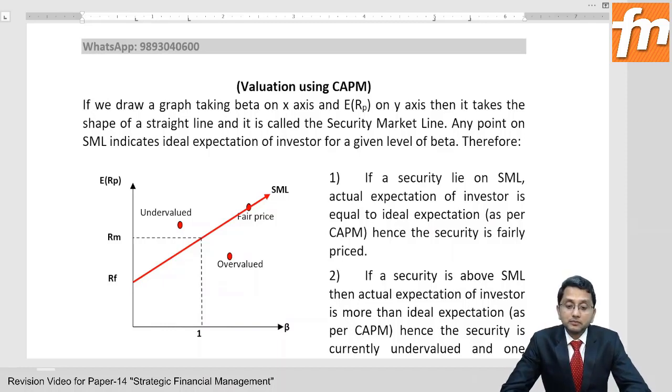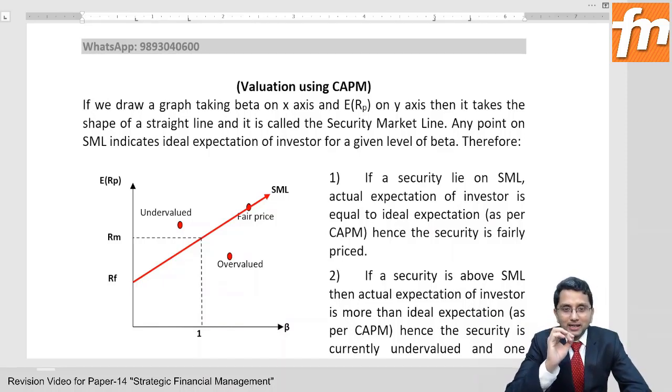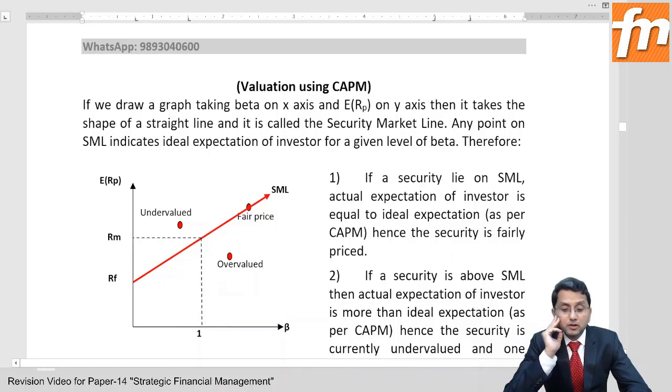Now, any security which lies on SML is fairly priced, because every single point on SML indicates the ideal expectation of an investor for a given beta. If actual expectation is equal to ideal expectation, share is fairly priced. Look here, this security is on SML, so the share is fairly priced.